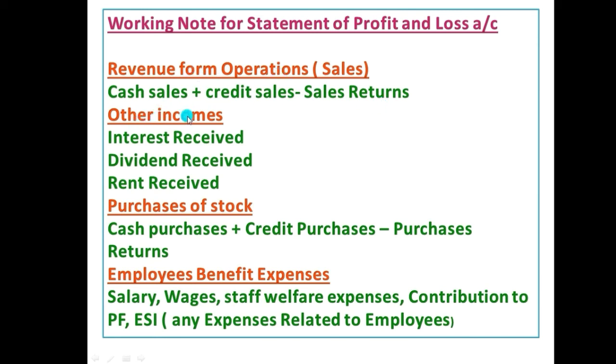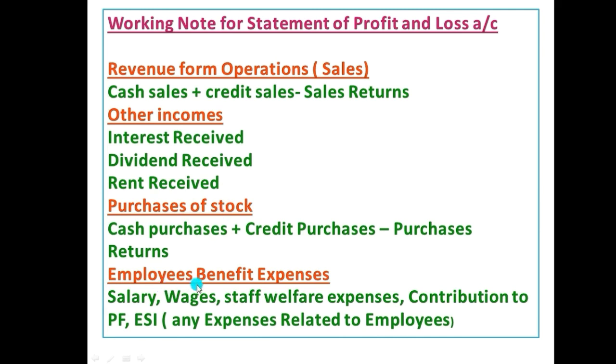Next is other incomes; we need to open the working note. Under this we should record interest received, dividend received, rent received or any other incomes received by the company other than sales. So under this working note we need to record it, and the total amount we should record in the income statement. Next is purchase of stock. Under this, we need to record cash purchase plus credit purchase minus purchase returns. After adjusting, we need to record the net amount under purchase of stock in the statement of profit and loss account.